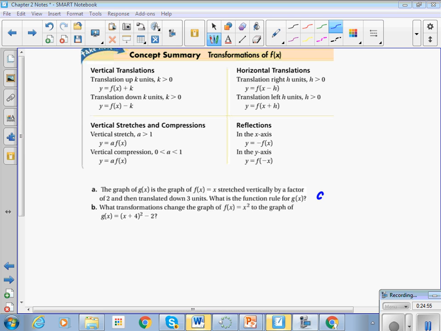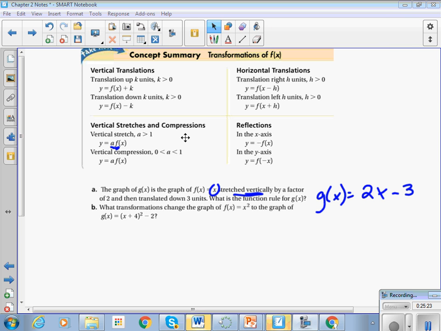So we take g of x, and we are going to stretch vertically. So we're going to take our entire function and stretch it by a factor of 2, and then I'm going to translate it down 3 units. So I take my entire function and I subtract 3 units. And that's g of x, the graph of f of x equals x, stretched vertically by a factor of 2 and moved down 3 units.